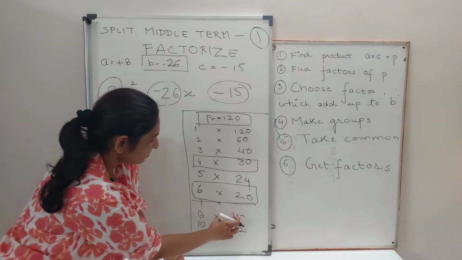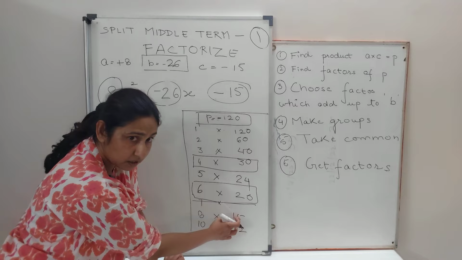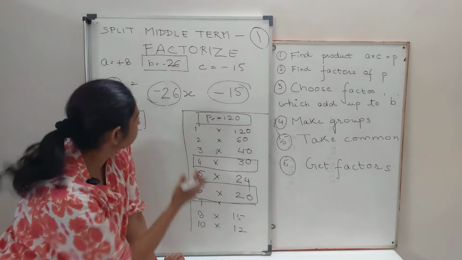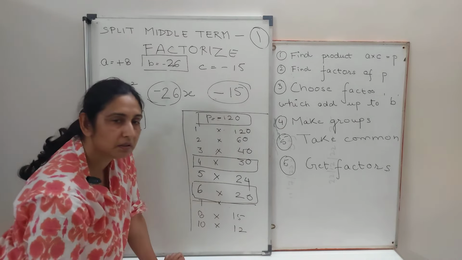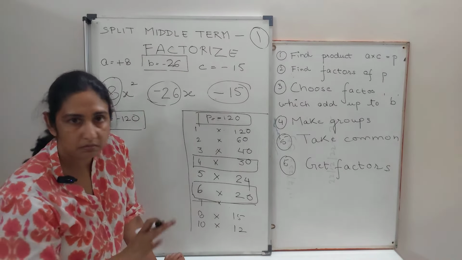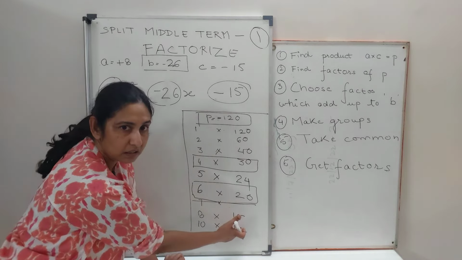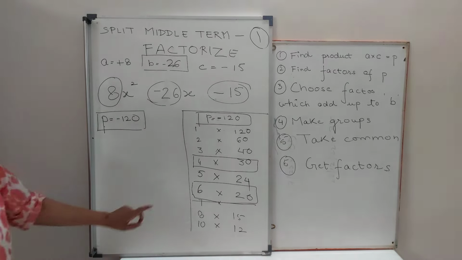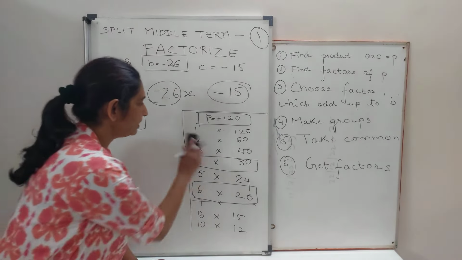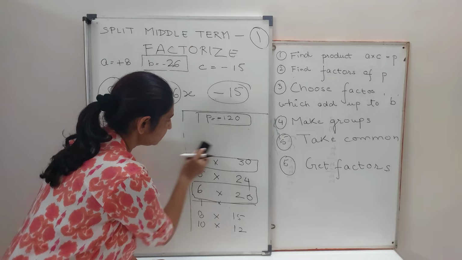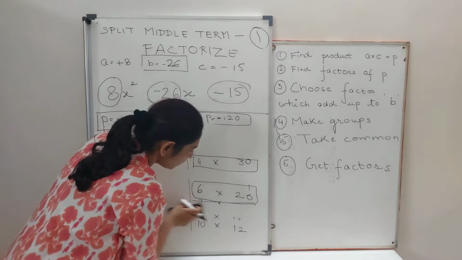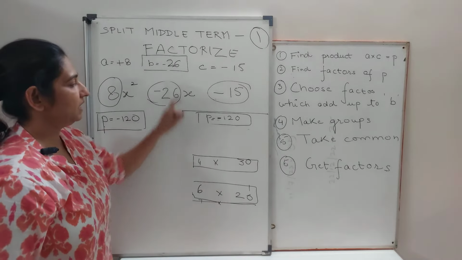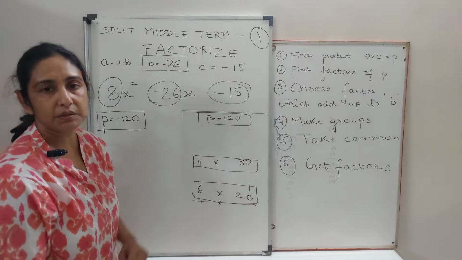Good. 8 and 15: 23 or 7. 10 and 12: 22, 2. With addition you will get 22, with subtraction you will get 2. So these are the two things that are of importance. Let's write them. Let's remove everything else and just focus on them. The ones which were giving us b. These were the two things. Choose the factors which are giving us b.